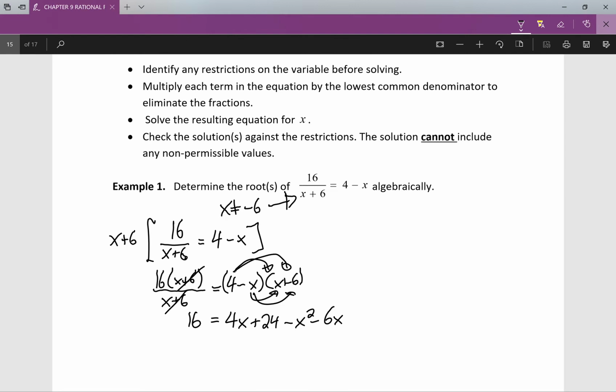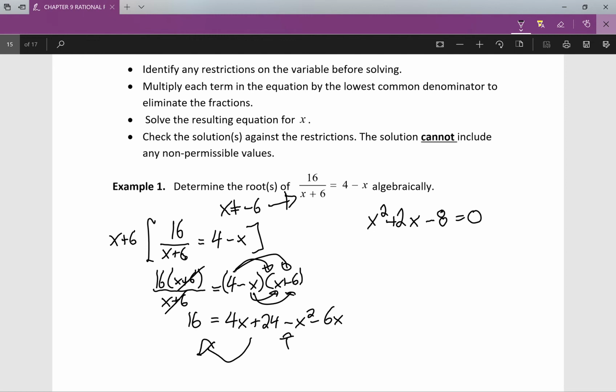Now the next thing that I'm going to do is move everything over to this side. The reason I'm moving it over to my left side is because I want to make sure that I get that positive x squared. And then I have 4 minus 6x, which will be negative 2x, moved over to the other side, which will be positive 2x. And then I'll get the minus 24 plus 16, which will give me minus 8 equals 0. And we see that this equals 0.